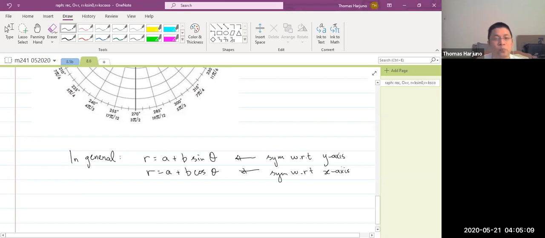Now when a is greater than b, maybe I say the magnitude of a is greater than the magnitude of b. Or let's just assume a and b are both positive, and a is greater than b. If a is greater than b, then the minimum will be positive, therefore no loop.